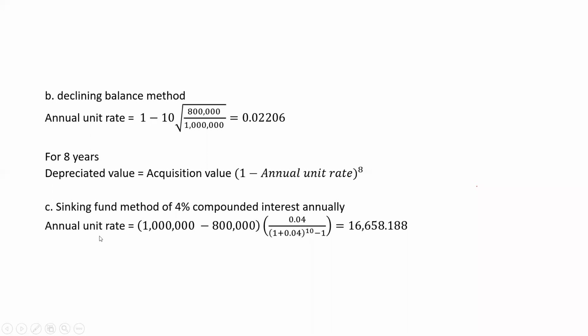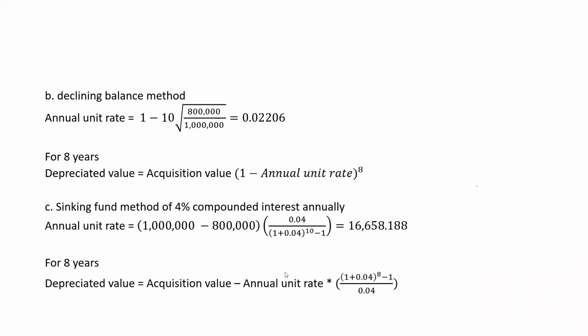As usual, your acquisition value cannot change. Your unit rate cannot also change because your unit rate is gotten from the number of useful life. So we have to get after 8 years. So after 8 years, the depreciated value equals acquisition value minus annual unit rate times.